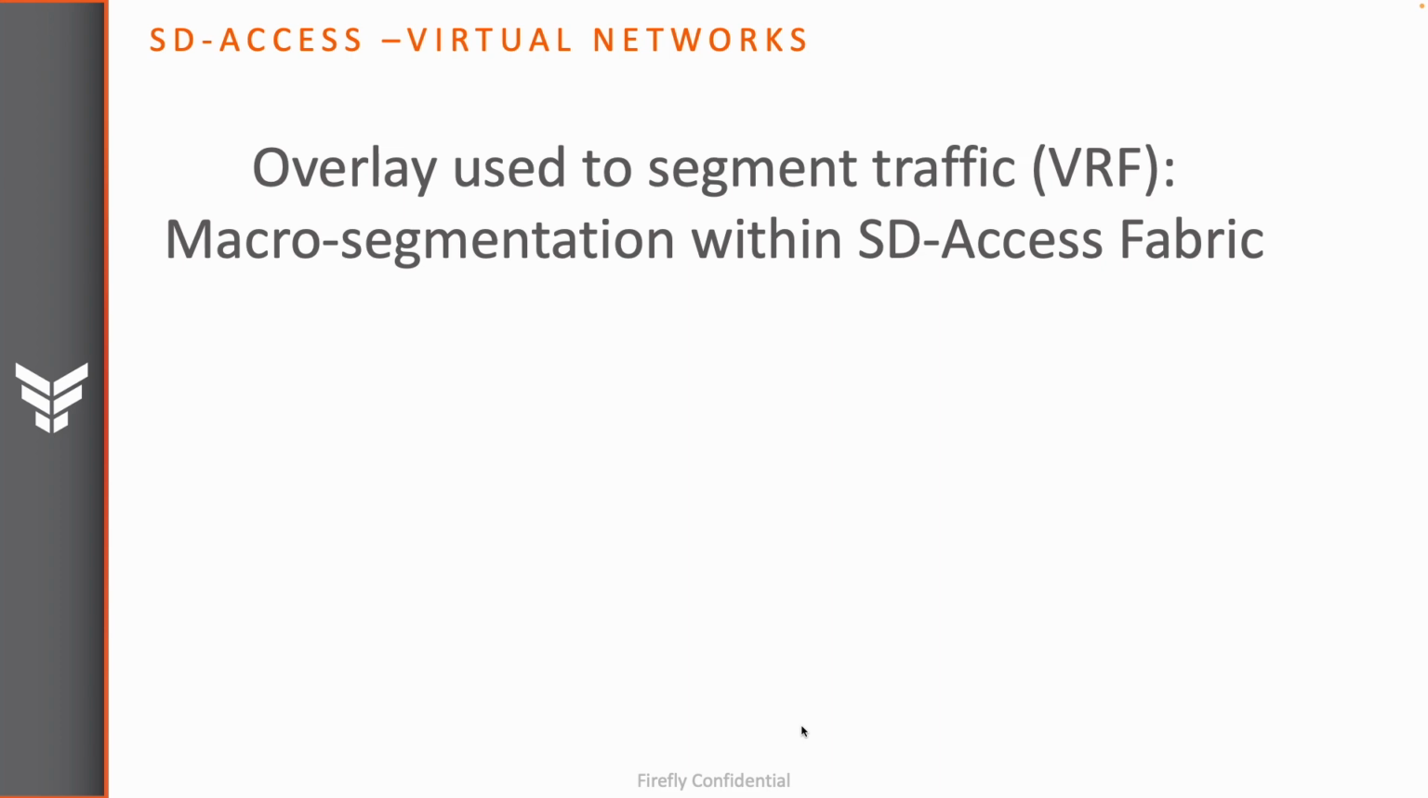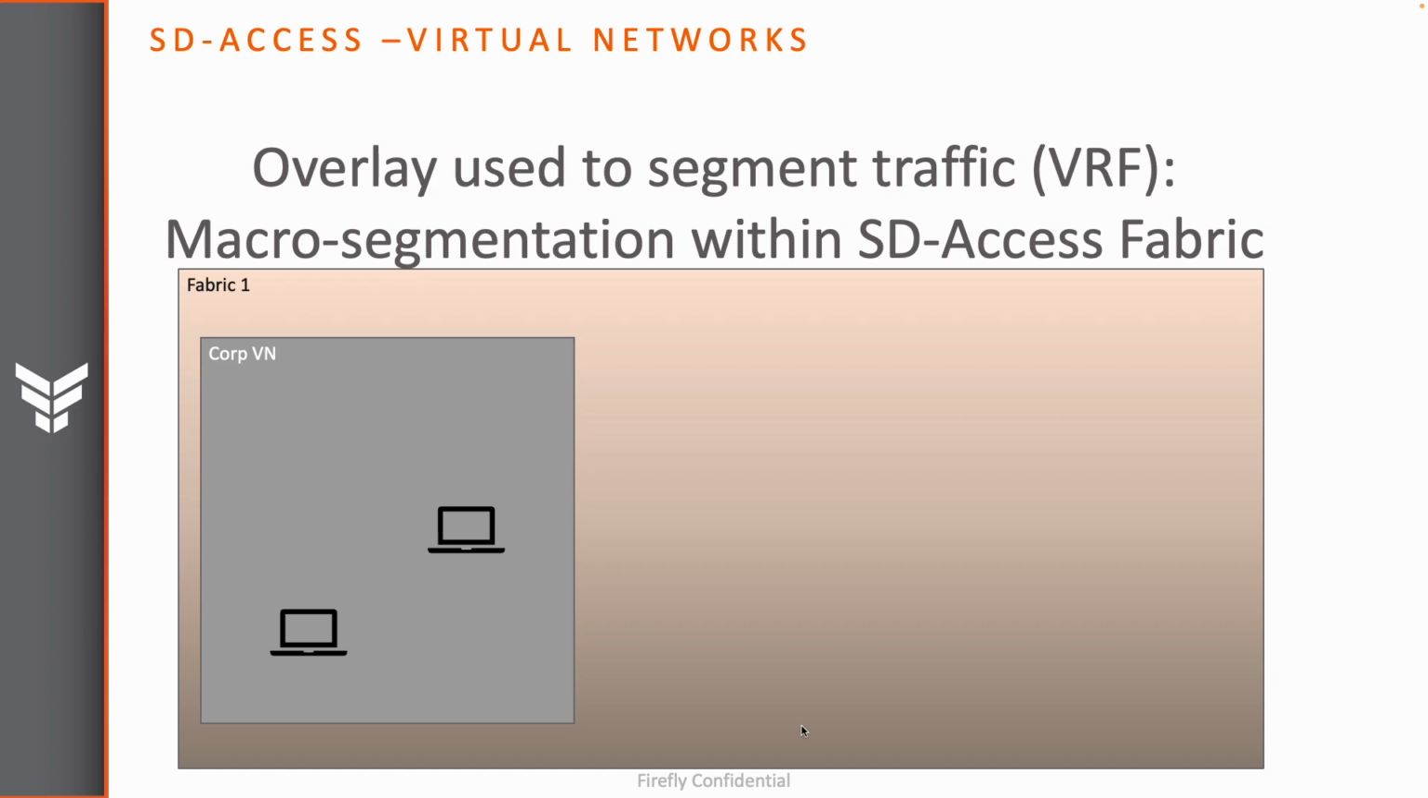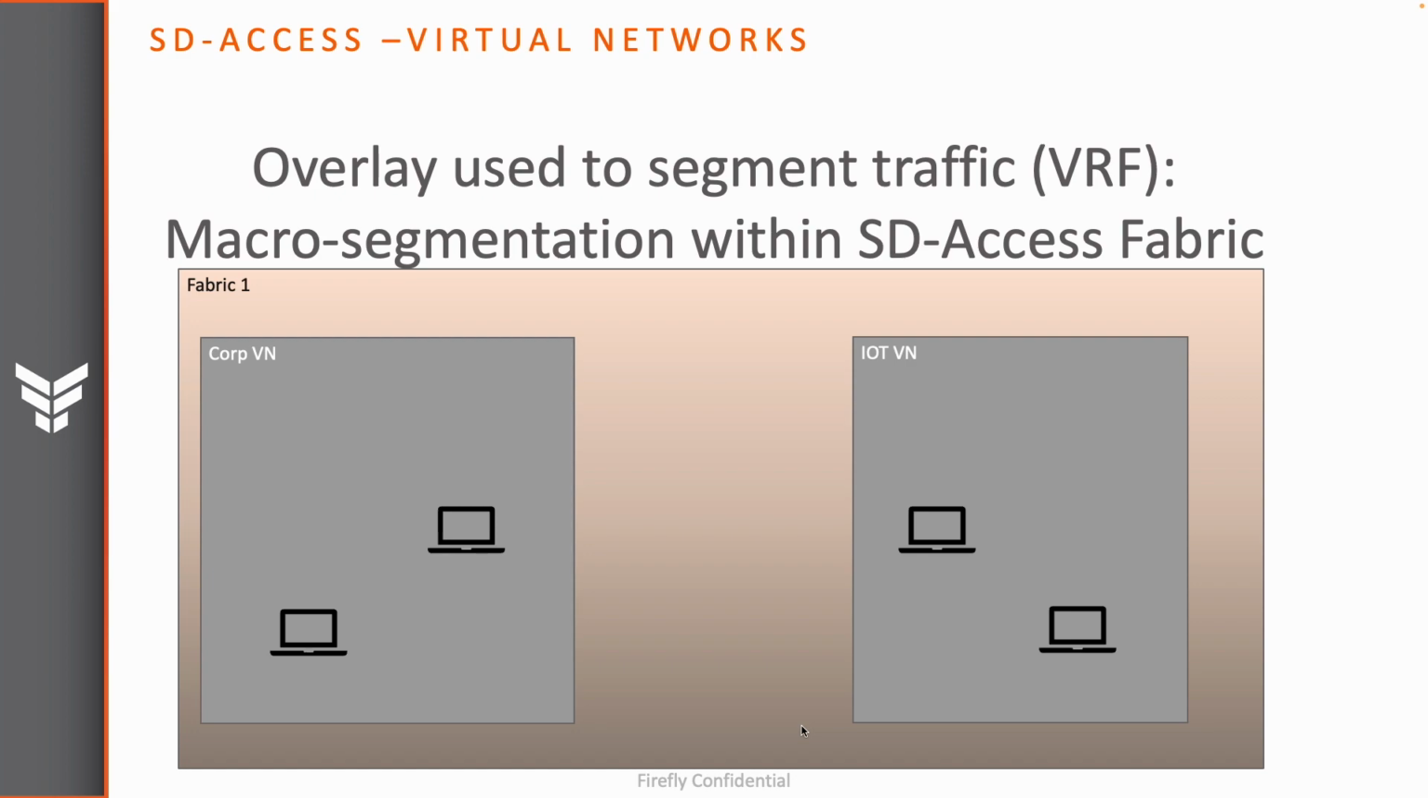A virtual network is an overlay used to segment traffic within our infrastructure. It's deployed as a VRF, and it gives us the macro segmentation layer within our SDA fabric. When we create our fabric, we're going to attach multiple virtual networks to it. These virtual networks are where our endpoints are going to live. By default, endpoints within a virtual network can communicate freely. Between virtual networks, however, communication is not allowed within our fabric.